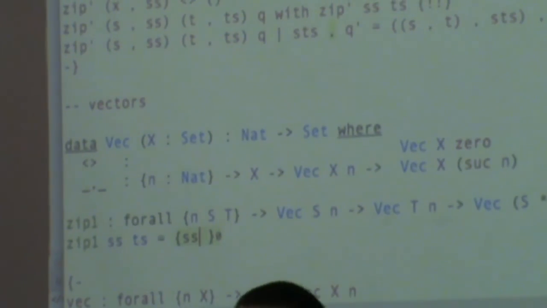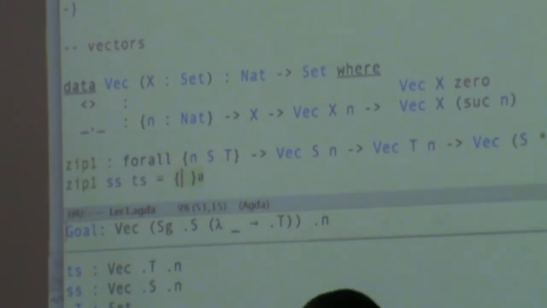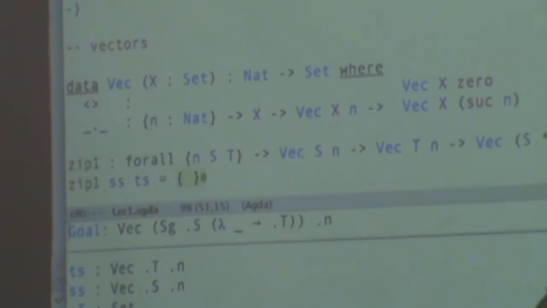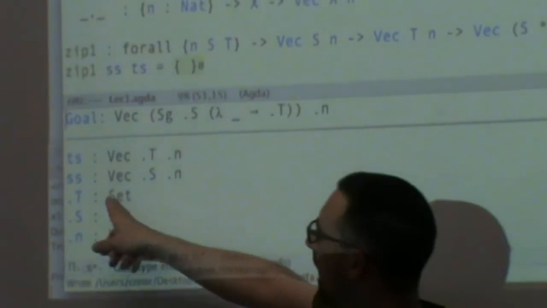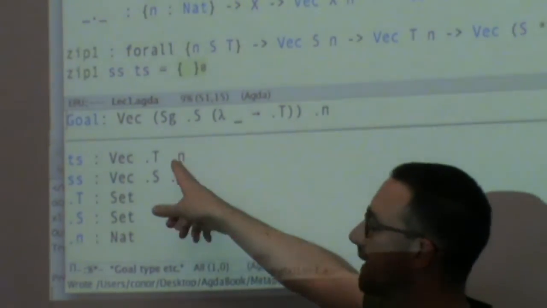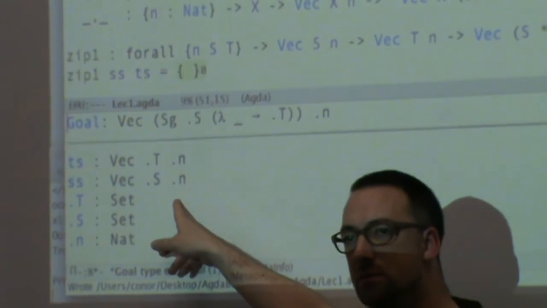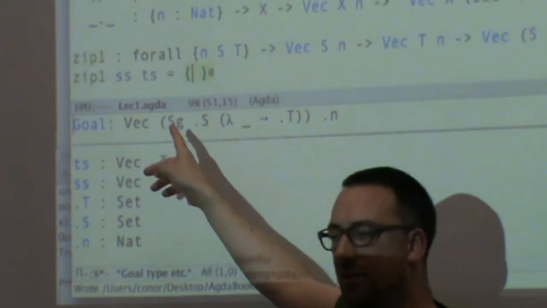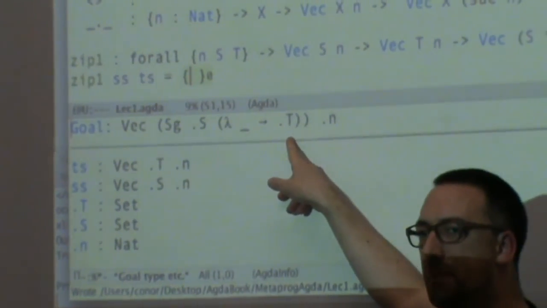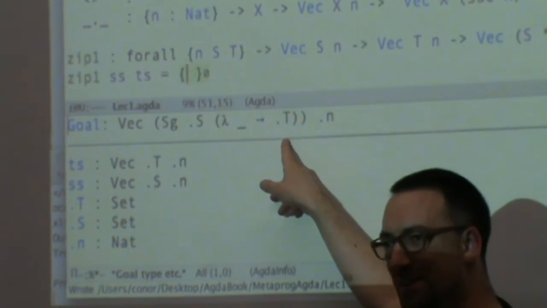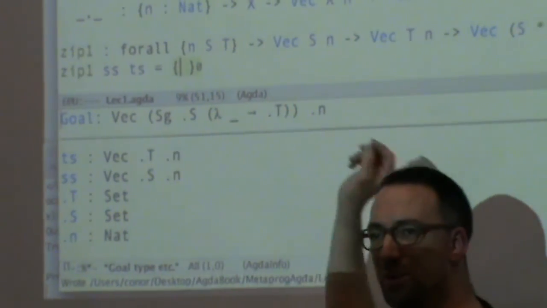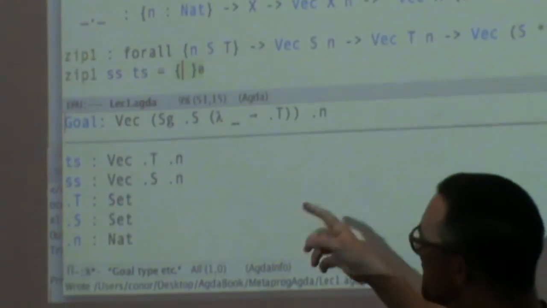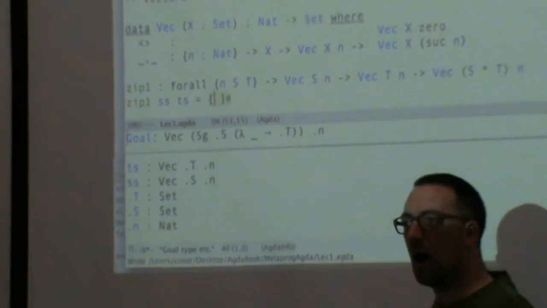So what happens now? Well, let's just pay a little bit of attention. We say, what's the score? We know that we've got two vectors and they're both of length n. And the return type has been expanded for us as the non-dependent special case of a dependent pair type that we saw earlier. Is there any way of stopping it, Dave?